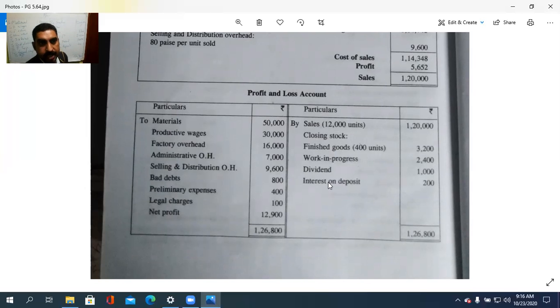For such items, what do we need to do? We need to prepare the profit reconciliation statement. Next procedure. Okay.